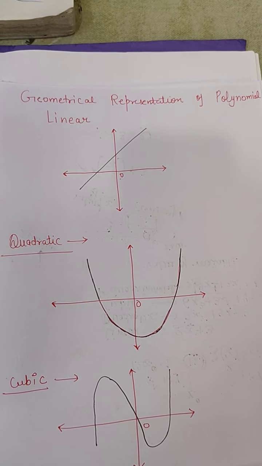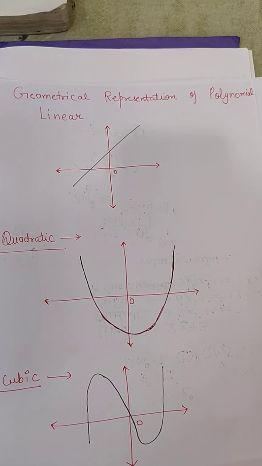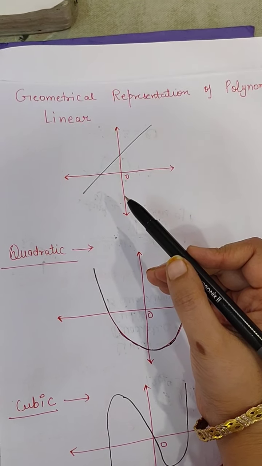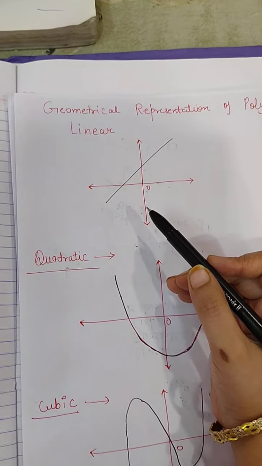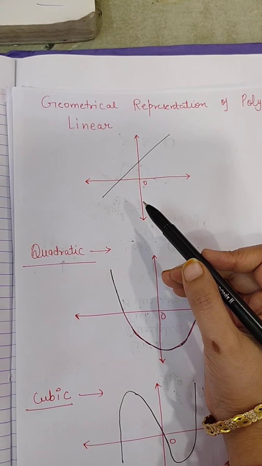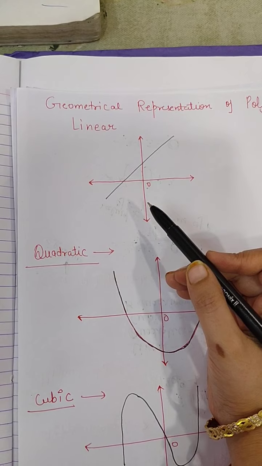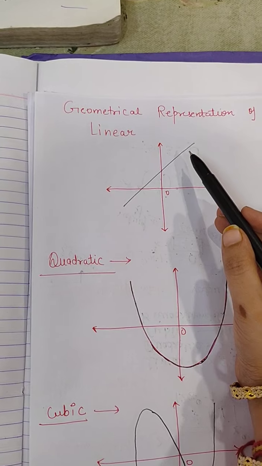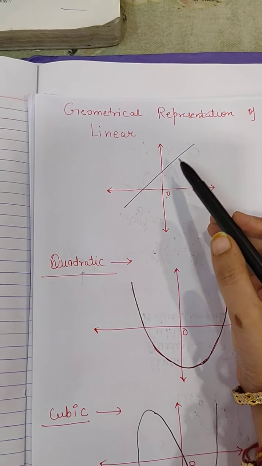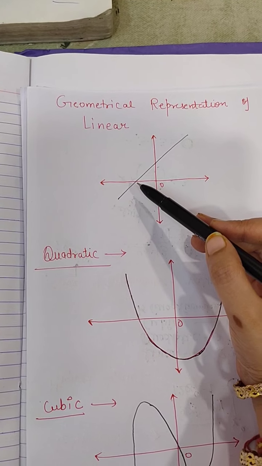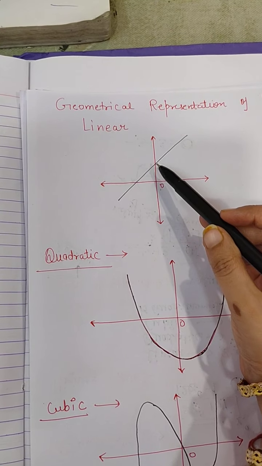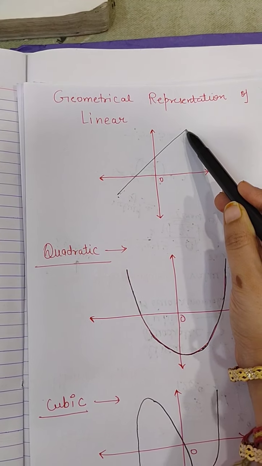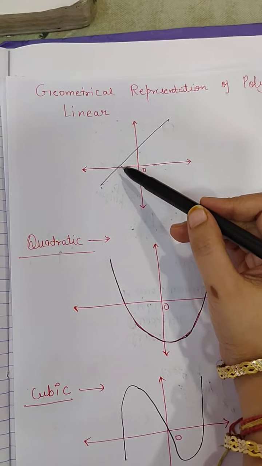Now we will study the geometrical representation of polynomials. First, I have taken the linear one. In the 9th class also, we studied the linear equation. The graph of a linear equation is always a straight line. We studied this in class 9 in the chapter on linear equations in two variables. So when we have a straight line, it is of a linear polynomial.